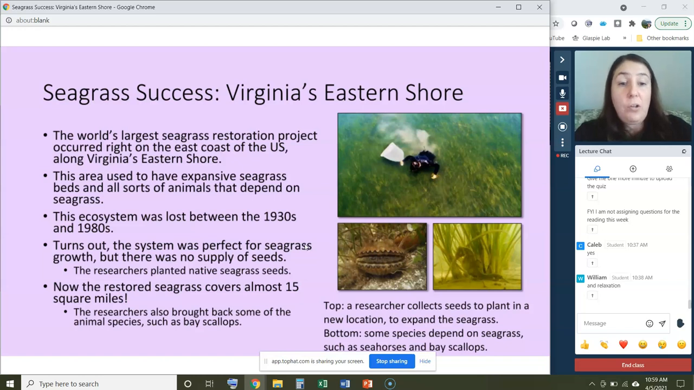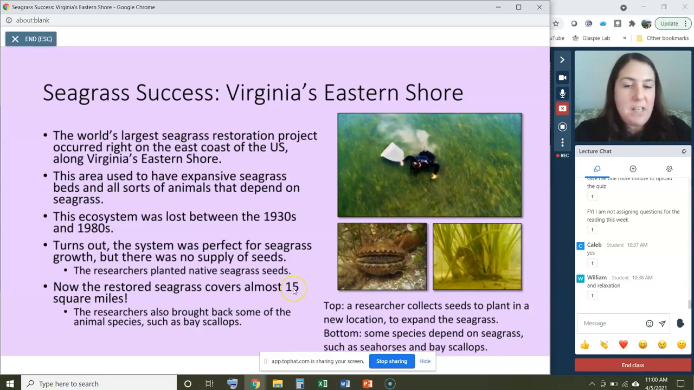state. They've also reintroduced a variety of species that depend on the seagrass, such as bay scallops, which are pictured here. So they actually took bay scallops and hatched them and grew them up to a small scallop size, and then spread them out in the seagrass, and they're doing great. They're growing like gangbusters out there. And also a variety of species that depend on seagrass came back, such as seahorses. I know, they're so cute.